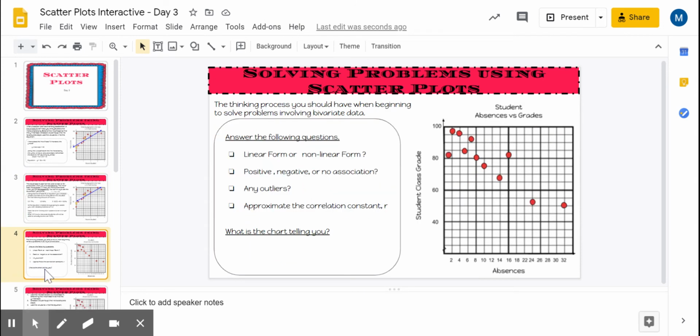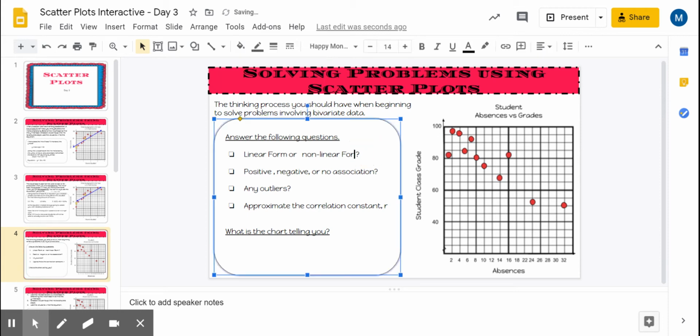All right, let's go on to try one more. First we just look at the chart and we are going to answer these questions. Does it appear to be linear form or non-linear form? I would say it looks linear. It looks like I can draw a line downward from that. It's a negative association. So let's delete out positive, Control Z whenever you delete something you don't want to or do something you don't want to.